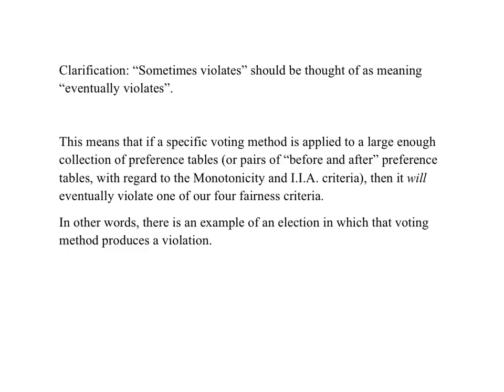So what that means is that if you look at a specific voting method, you take that voting method and you apply it to a large collection of preference tables, or pairs of before and after preference tables with regard to the second two fairness criteria, then that voting method will eventually violate one of our four fairness criteria. If you keep applying it long enough to enough different elections, eventually there will be a violation. Or to put it yet another way, you tell me which voting method we're talking about, I can go and find an example of an election in which that voting method does violate something, one of our fairness criteria.